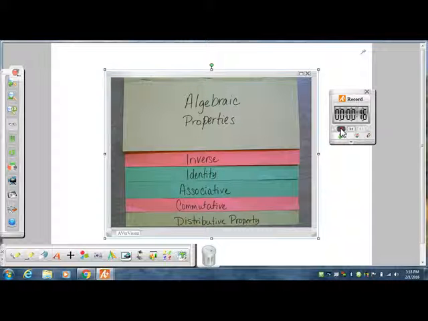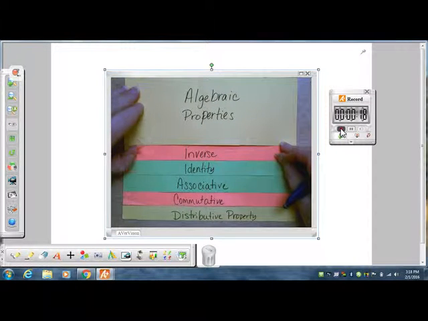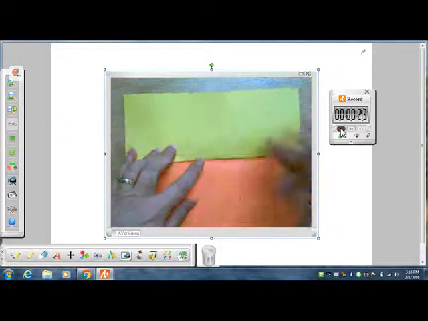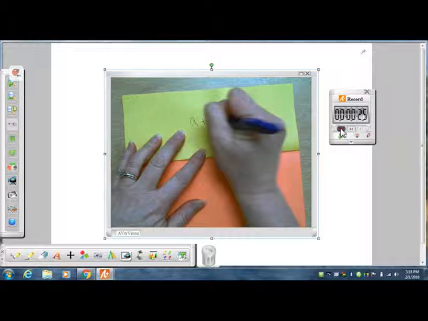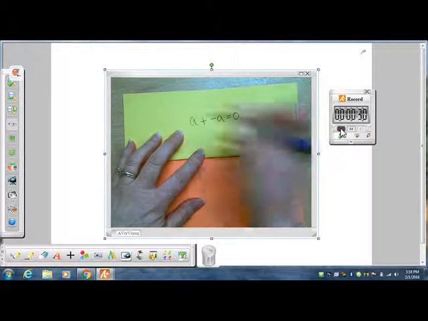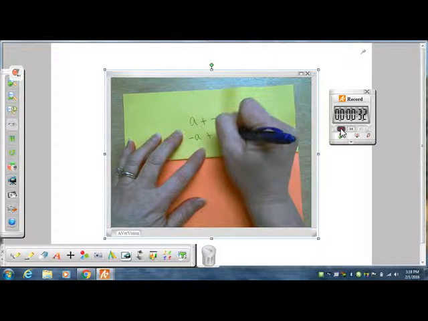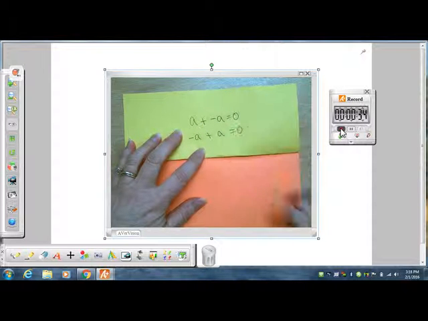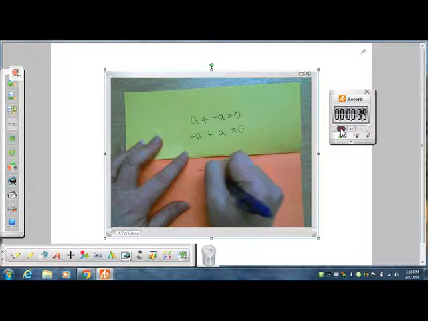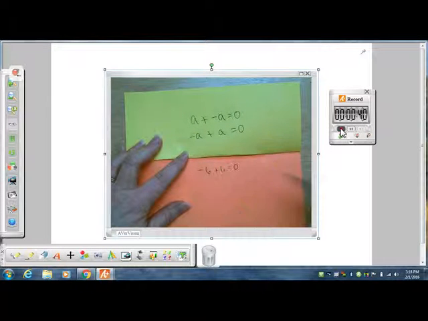So the first one that we talked about was the inverse property, and the inverse property stated this, that if we have a plus negative a, that equals 0. Or we could have negative a plus a equals 0 as well. Okay, what that means, by example, you have negative 6 plus 6 equals 0.